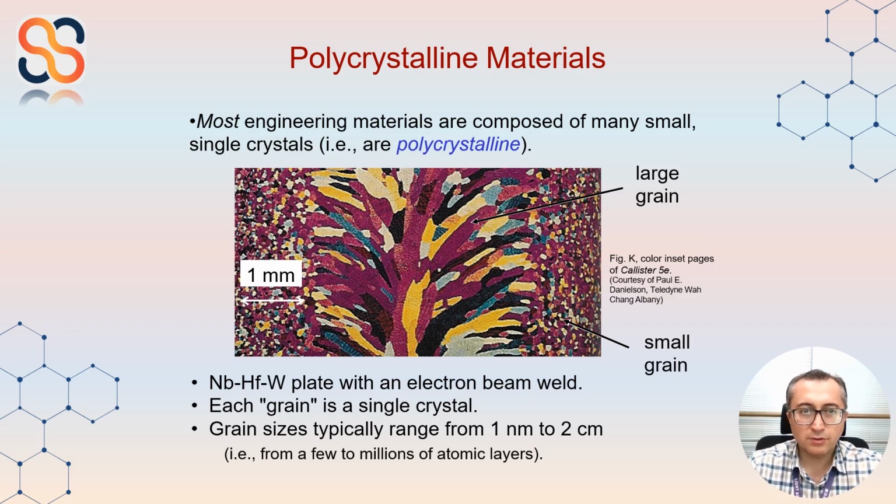So, when it comes to polycrystalline materials, they consist of many small single crystals known as grains that are randomly oriented. Most engineering materials fall into this category. How about grain structure? Each grain represents a single crystal with distinct boundaries separating them. Sizes can vary significantly, typically ranging from 1 nanometer to 2 centimeters. So this range corresponds to a few million atomic layers.